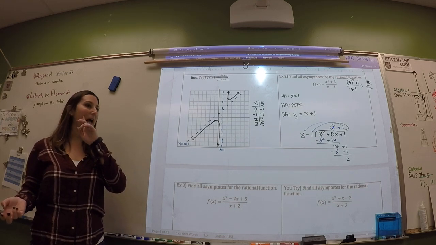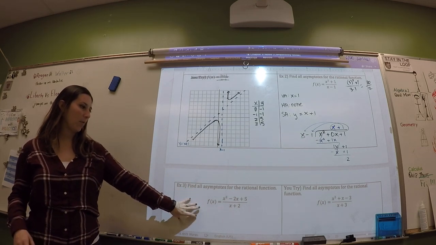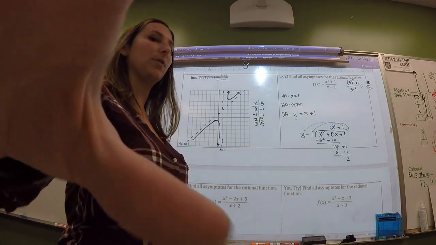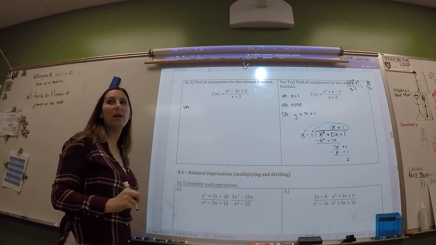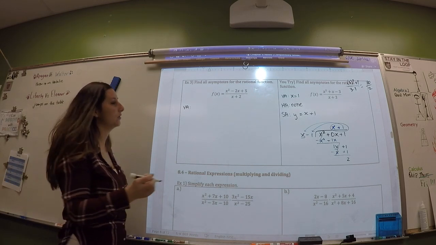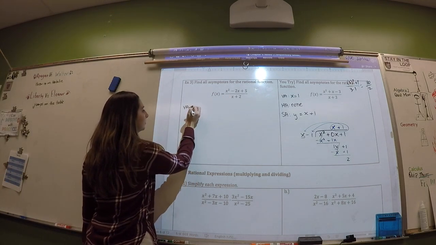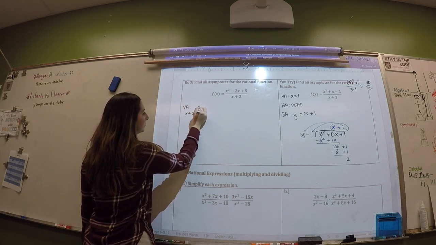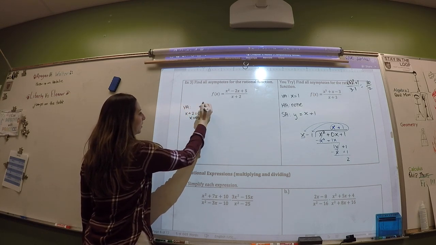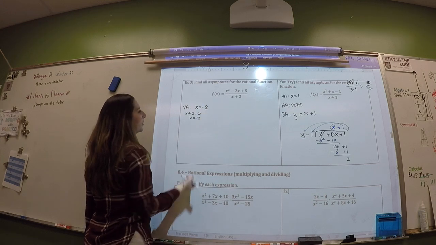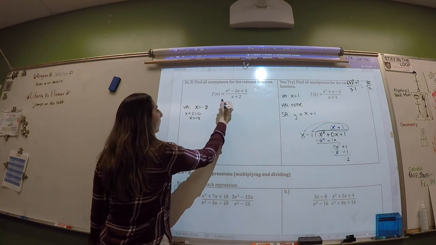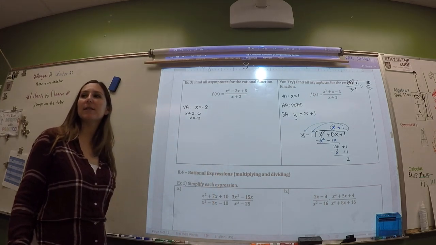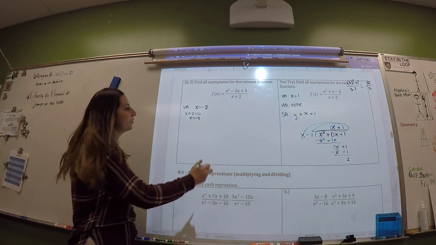I won't make you graph all of these. What I want you to do is practice finding the asymptotes. For a vertical asymptote, you set the denominator equal to 0 and you solve. So x equals -2 would be our vertical asymptote. And that's just the bottom part, that you set equal to 0. Is it always like that? For vertical, yeah, that's the rule.